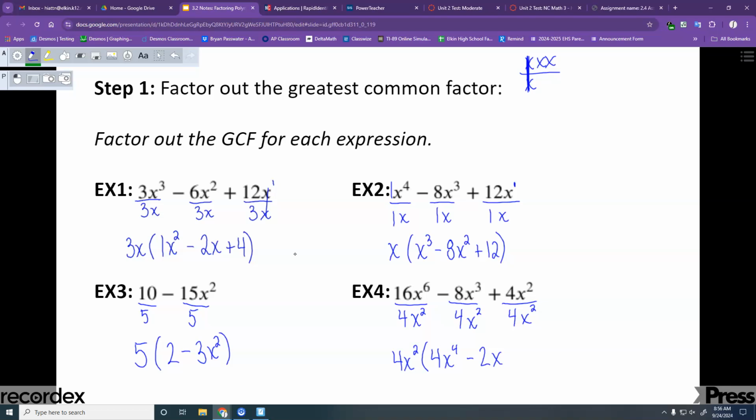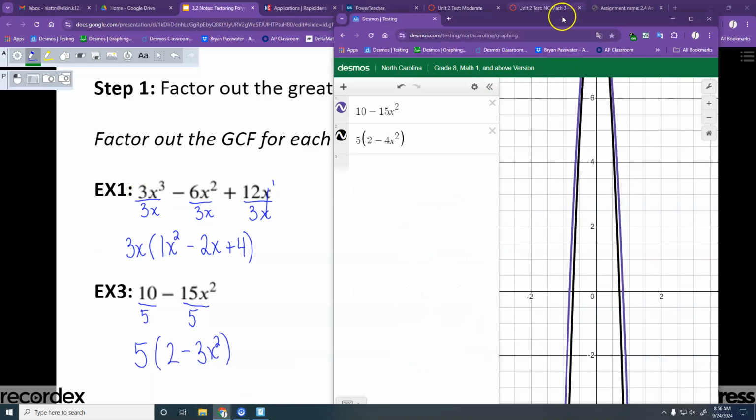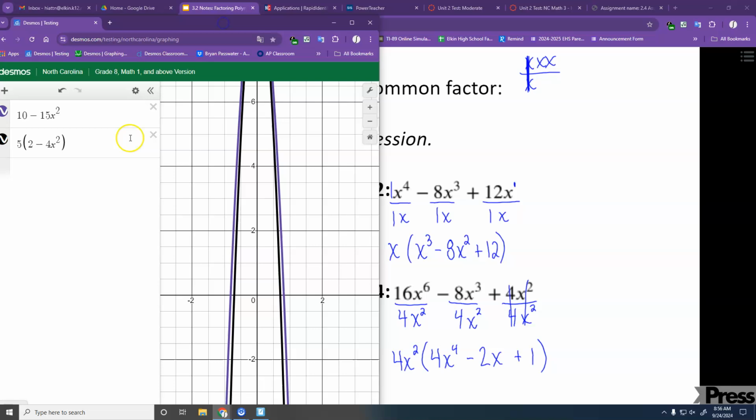All right, what am I going to get on that last term? I get a 1. Make sure you write that 1. A lot of kids just cancel that out and don't put anything. That will not be correct, because 4 divided by 4 is 1, and then the x's cancel on that. And again, you can use Desmos to check to make sure you did it correctly, or at least to make sure you didn't mess up.